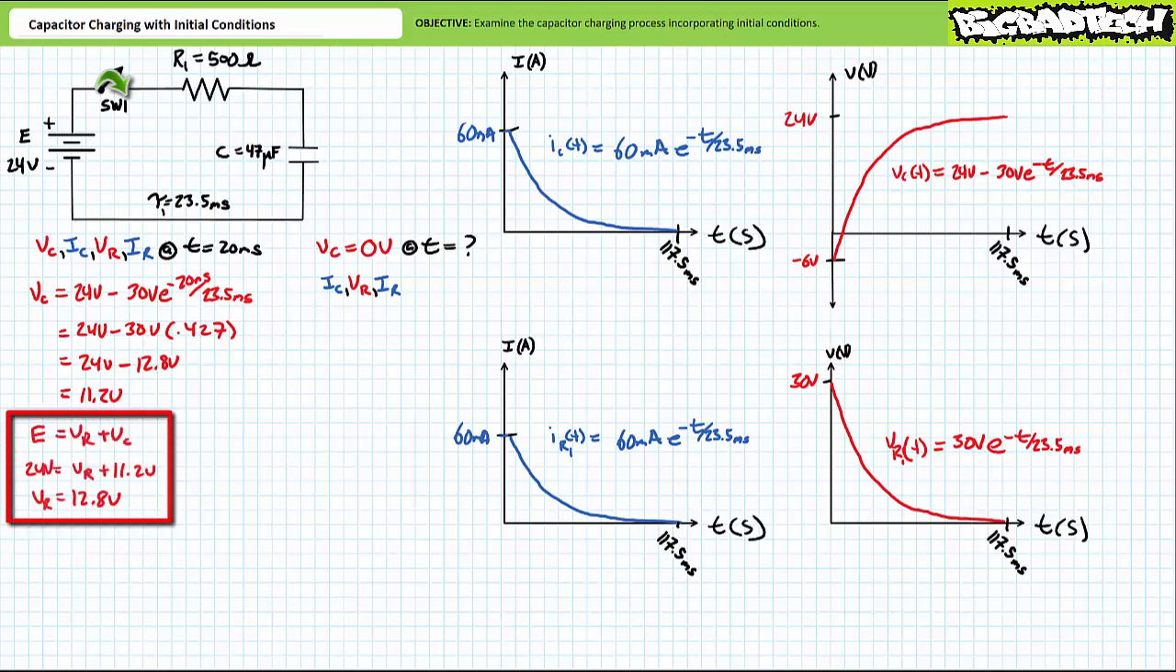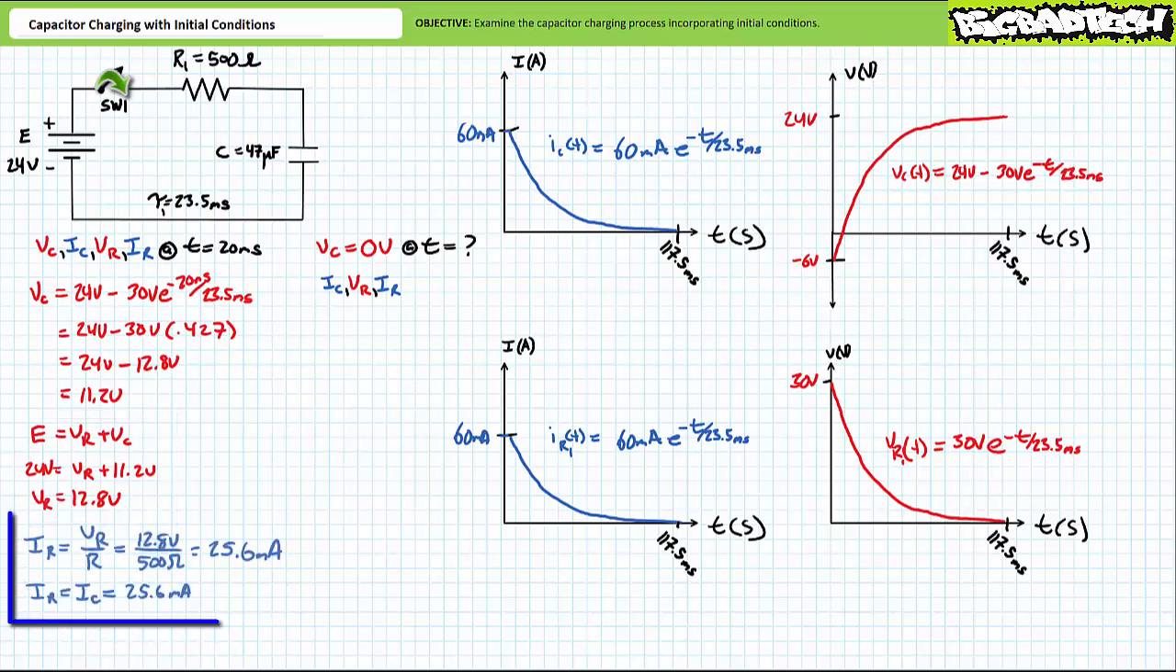Given an 11.2 volt differential across the capacitor, this means 24 minus 11.2, or the remaining 12.8 volts, must necessarily appear across the 500 ohm resistor. Quick application of Ohm's law demonstrates that with 12.8 volts across a 500 ohm resistor, approximately 25.6 milliamperes must be flowing through it, and by extension, 25.6 milliamperes must also be flowing into the capacitor because they are in series with one another. In summary, at t equals 20 milliseconds, Vc equals 11.2 volts, Vr1 equals 12.8 volts, and both IR1 and IC equal 25.6 milliamperes.